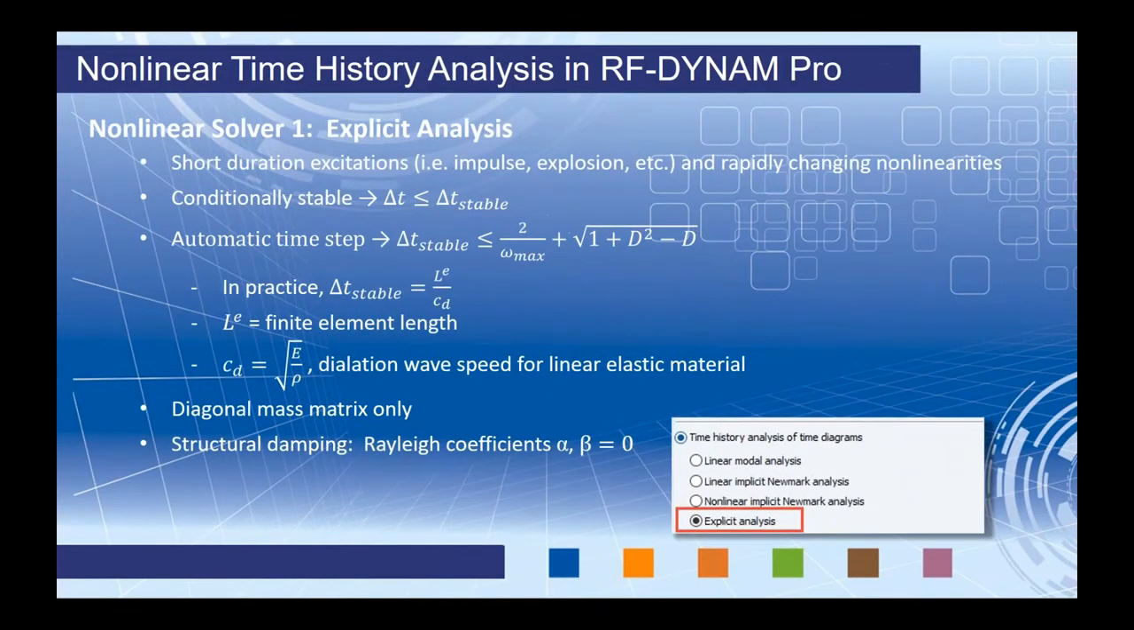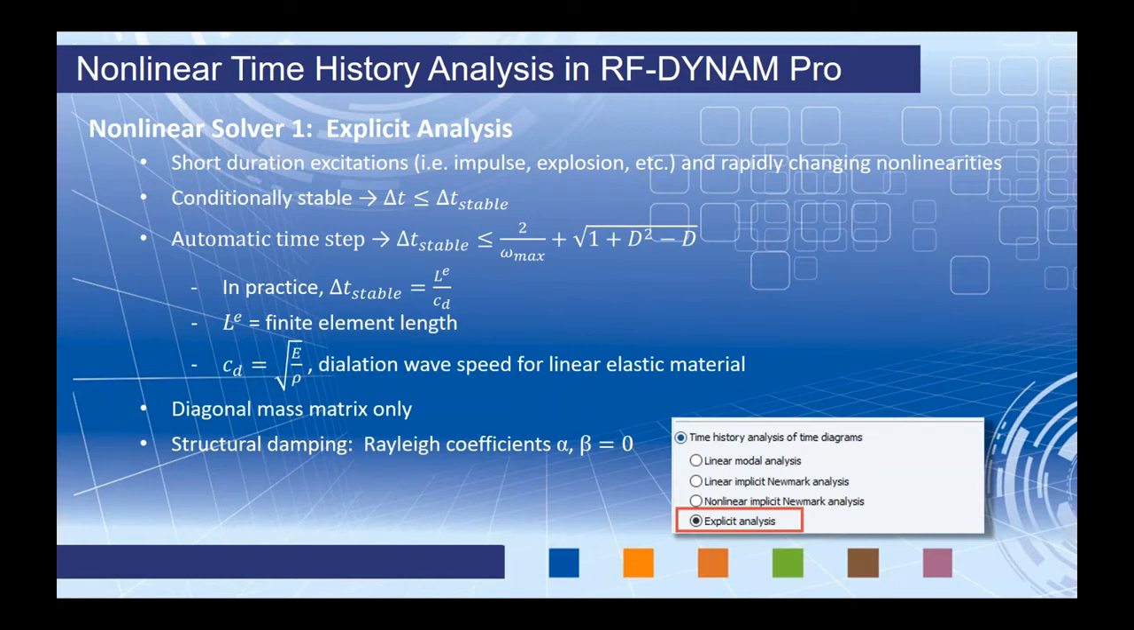Looking at the first nonlinear solver in a little bit more detail, this is an explicit analysis solver. This is best for short duration excitations such as an impulse, an explosion, or rapidly changing nonlinearities. Now, in order to get a conditionally stable model, your time step, delta t, must be less than or equal to delta t stable.